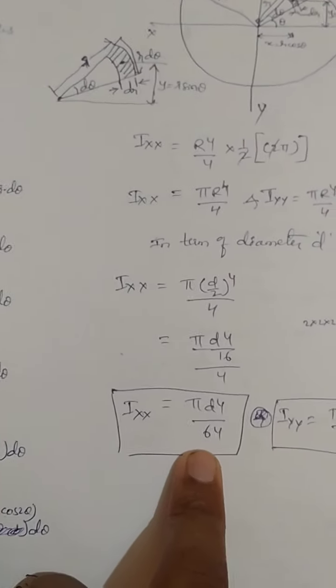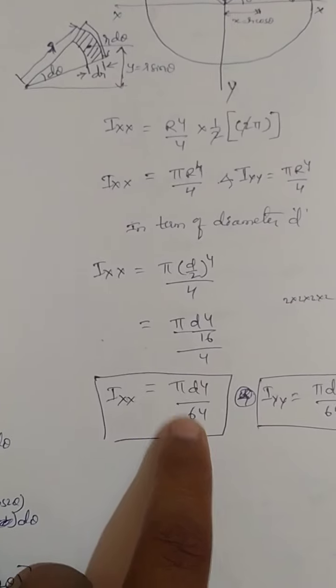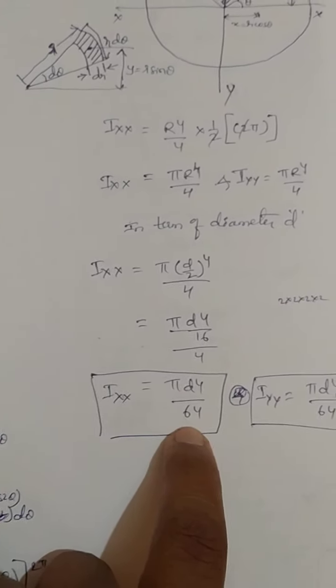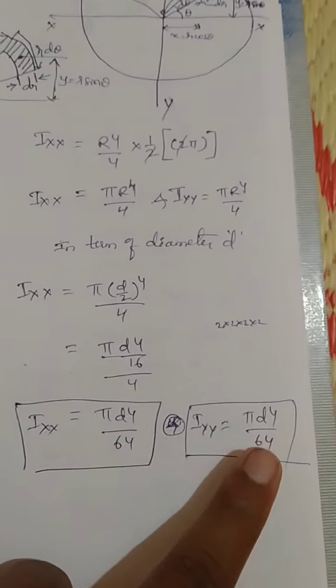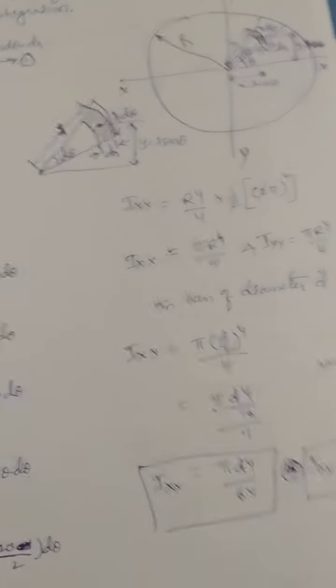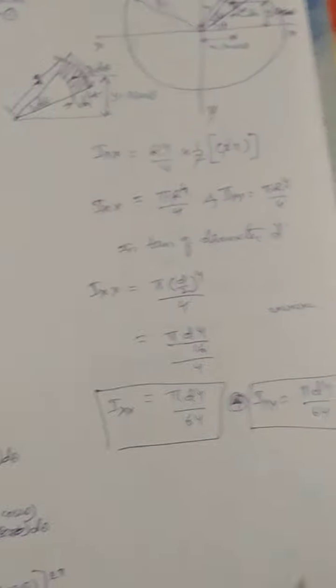If I want to write the moment of inertia in terms of diameter, then it is pi d raised to 4 divided by 64. Similarly, Iyy is pi d raised to 4 divided by 64. The beauty of this moment of inertia of a circle.